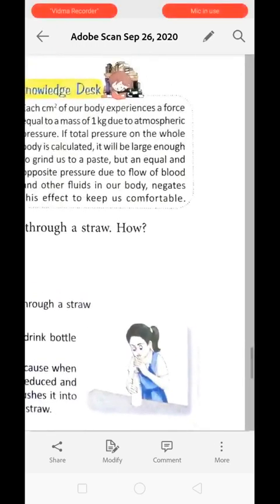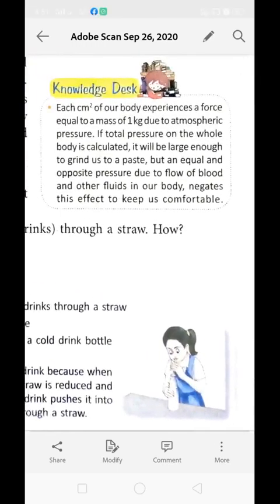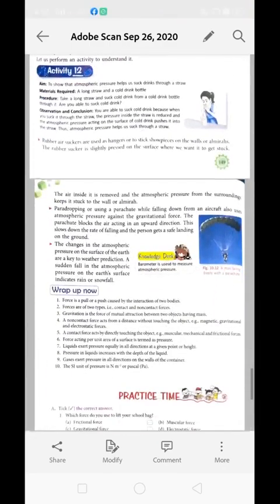Now, you will be very surprised to know that each square centimeter of our body experiences a force equal to a mass of 1 kg due to atmospheric pressure. If you consider the whole surface area of the body, you would feel so much pressure that your body should have been crushed into a paste under that much pressure. But it does not happen. Why? Because the body fluid, the blood running in the veins of our body, counters the atmospheric pressure. Understood?